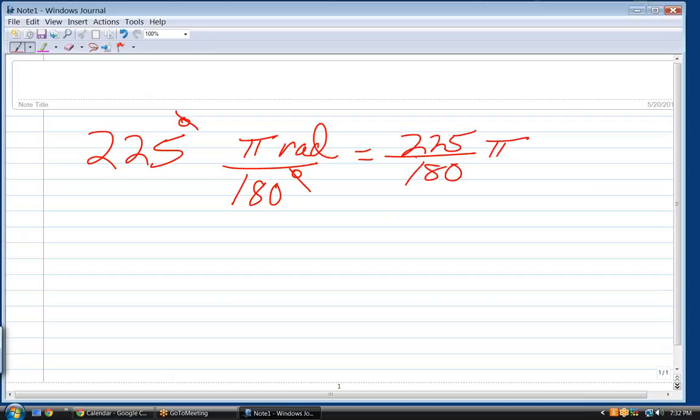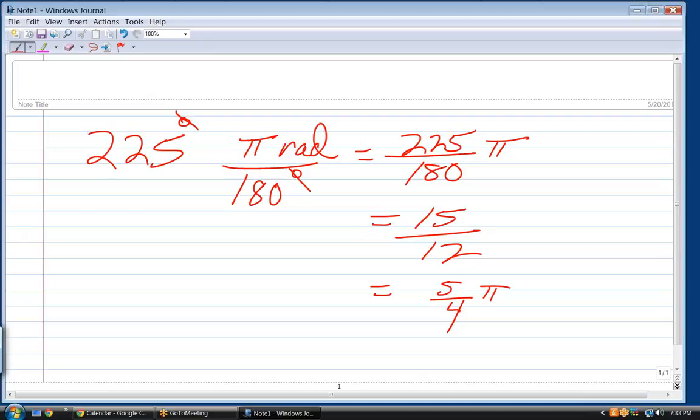Now, that's reducible. 15 goes into the top 15 times, and goes into the bottom 12 times. 15 twelfths is reducible to 5/4. So it's 5/4 pi.